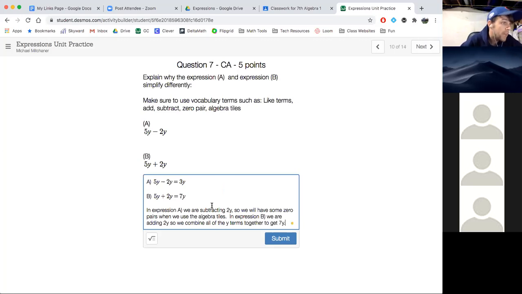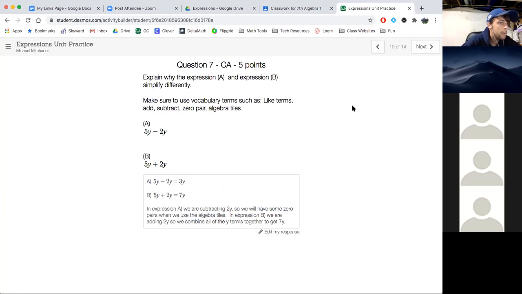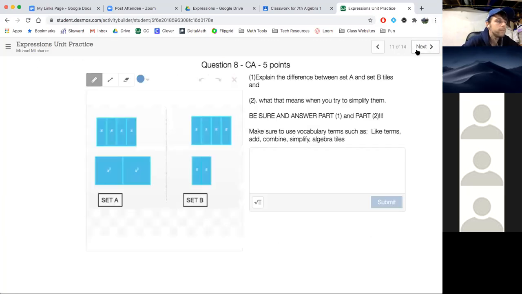I'm using some vocabulary terms like subtracting, 0 pairs, algebra tiles, combine. Lots of different things that are math language. That's what we're looking for here. And when we feel like we're done, move on.